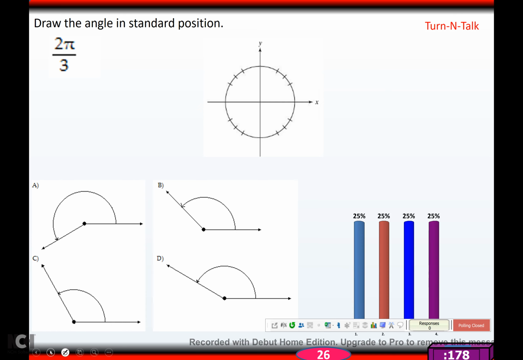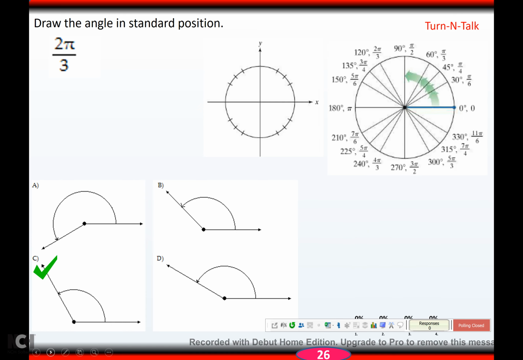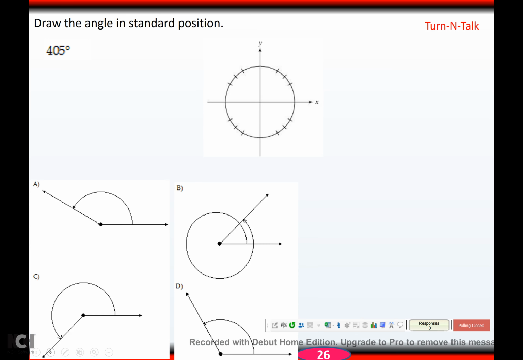and hopefully you got C. If you did not, if you look at it, 2 pi over 3 is right here. So to draw that angle in standard position, you put your initial side here, and you go to that mark there. And there is 2 pi over 3. Okay, try this one, hit pause, come back when you're ready.